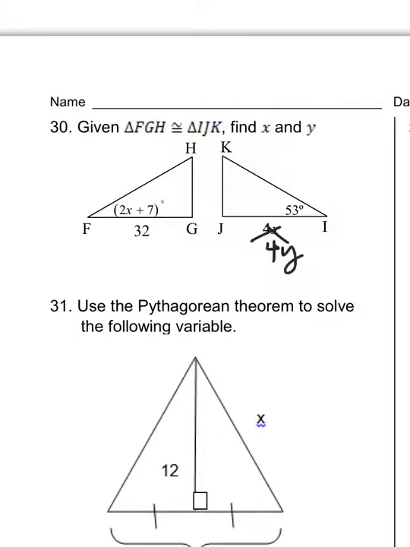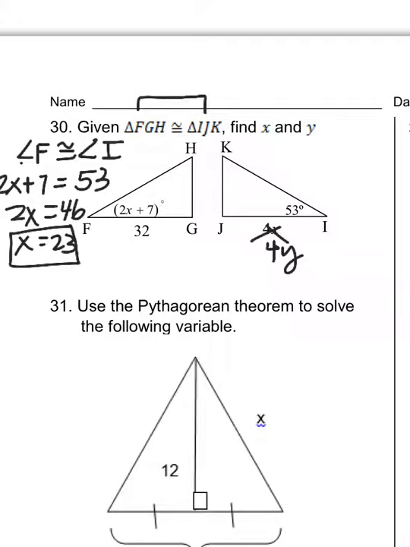So we know that angle F is actually congruent to angle I. And at angle I we have 53 degrees. So angle F has 2x plus 7, and angle I has 53. If we solve that equation, we find out that x is equal to 23.